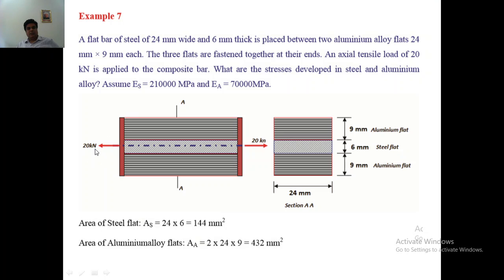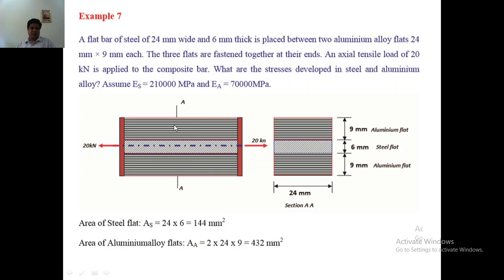Load is applied, which is given here as 20 kilonewton. So a tensile load of 20 kilonewton is applied, and you can see here all three flats are there. One is made up of steel and the other two are aluminum flats, and they are fastened together at the ends. The Young's modulus of steel is given, and the Young's modulus of aluminum is given. Using this data, what you have to find out is the stresses developed in steel and aluminum. Since the two ends are fixed, that is all the members in the composite bar are fastened and fixed together, when the load is applied, the change in length or the strain should be the same. When the strain is the same, obviously, as I told you, the stresses developed in the metals will be different, because the two materials have different modulus of elasticity.